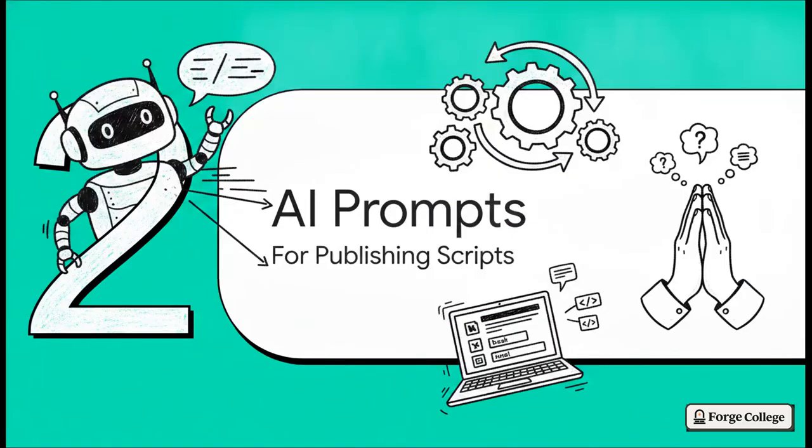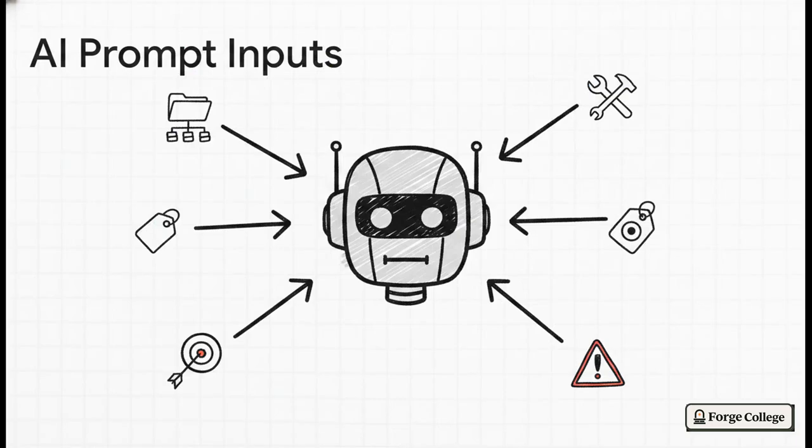Moving on to Section 2, AI prompts for publishing. Now, to build this beautiful automation, we're not going to sit here and write every single line of bash code by hand. No way. We're going to politely ask our AI assistants to draft our initial shell and YAML scripts. But here's the catch. You have to be incredibly specific. Think of the AI like a super smart but incredibly literal intern. If you just say, hey, write a publish script, you're going to get a generic miss.